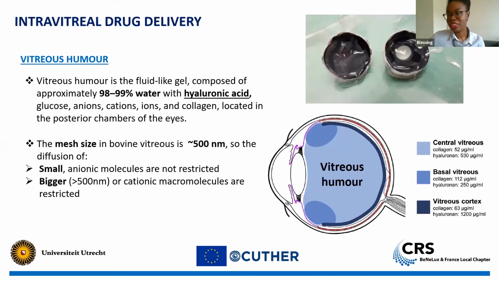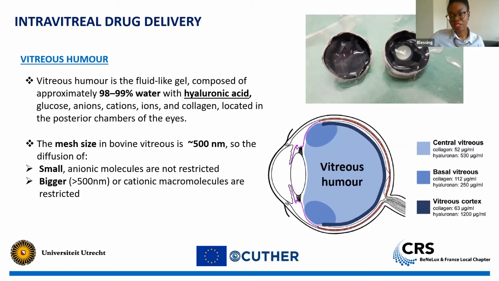In order to make a drug delivery system in the vitreous, we have to know a little bit what it is made of. The vitreous is situated in the posterior segment of the eye. It's a gelatinous substance composed of 99% water and hyaluronic acid, and it has a mesh size, so pores, that are very big, around 500 nanometers. If you think about it, small molecules can move freely in the vitreous, while much bigger molecules, bigger than 500 nanometers, such as hydrogels, could be restricted in the vitreous.